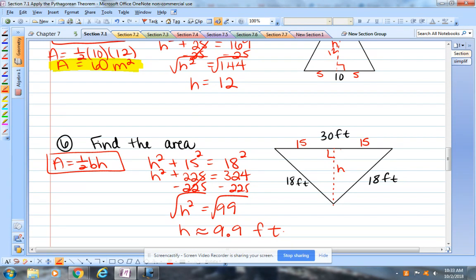All right, so we can find area now. So area equals what? 1/2. What is the base? All of 30. And what's the height? 9.9. So area equals, I'm going to say it's approximately, because I rounded that 9.9. Half of 30 is 15. What's 15 times 9.9? Approximately 148.5. What are my units? Square feet. Very good. So any questions about that?